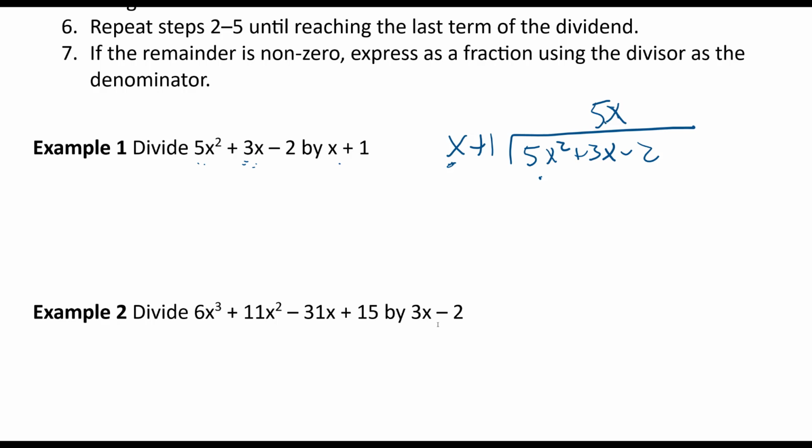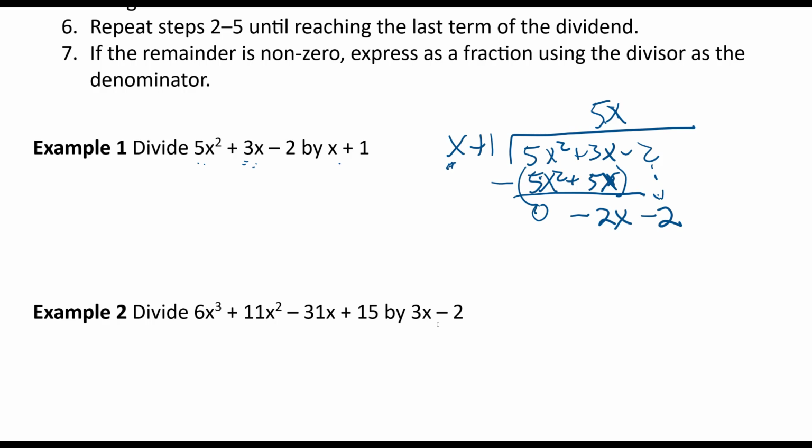5x times x is 5x squared. And these first terms are going to subtract out because we chose that to make sure it subtracts out. 5x times 1 is 5x. Now, we are subtracting this row from the one above it, and so I put a parenthesis around the whole thing with a minus out there just to say it's the row above subtracting the row below. So 5x squared minus 5x squared is 0. 3x minus 5x is negative 2x. And we have that minus 2 comes down.